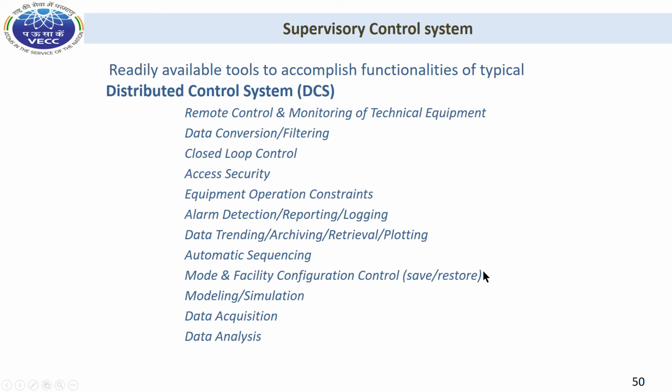Here are several features of distributed control systems supported by EPICS, like remote control and monitoring of process variables. It gives closed loop control, alarm detection, reporting, logging, automatic sequencing, modeling, simulation, data acquisition and data analysis. So EPICS has all the main features of SCADA as well as DCS.